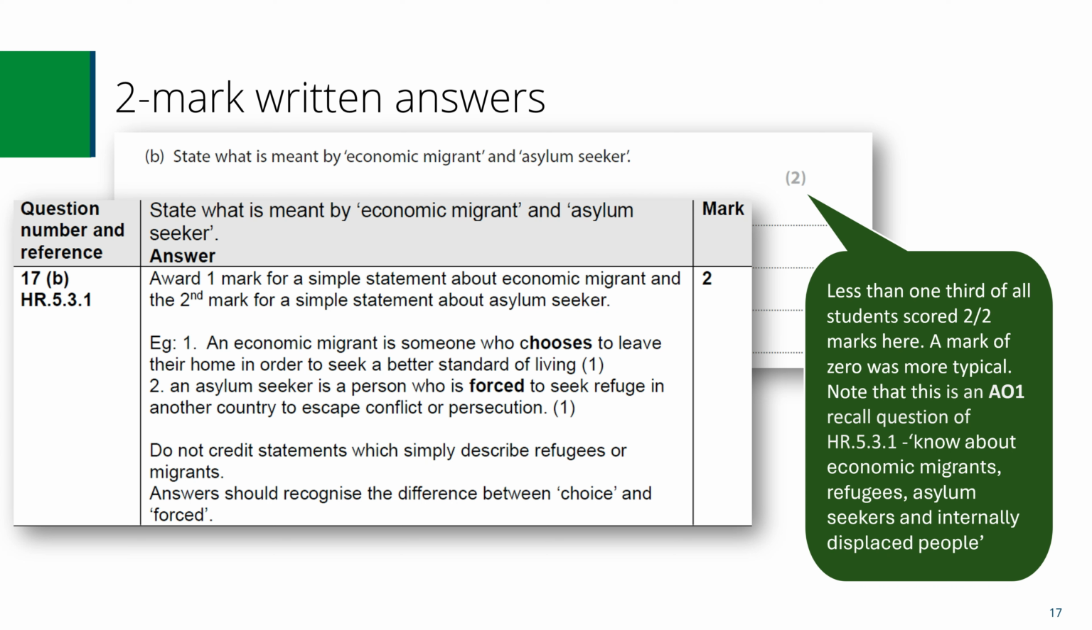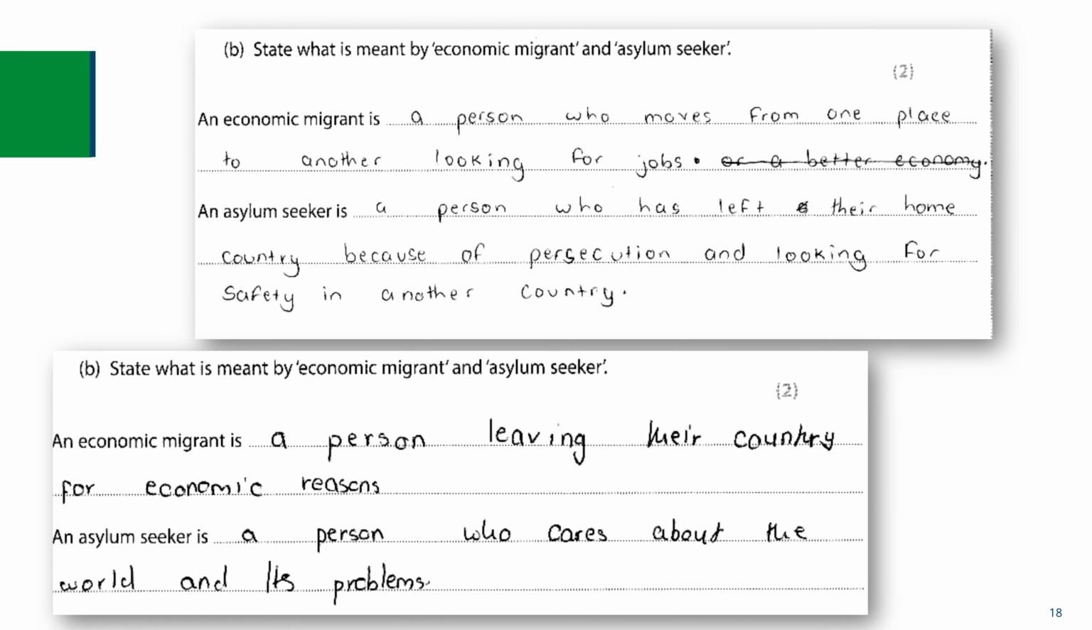Less than 1/3 of students gained both marks. A mark of 0 was actually more typical, suggesting that many students were not very familiar with the topic of migration. Again, I invite you to now read through these student responses and decide what marks you'd give. Pause the film while you're doing this, and when you're ready, press play and I'll reveal the real marks.